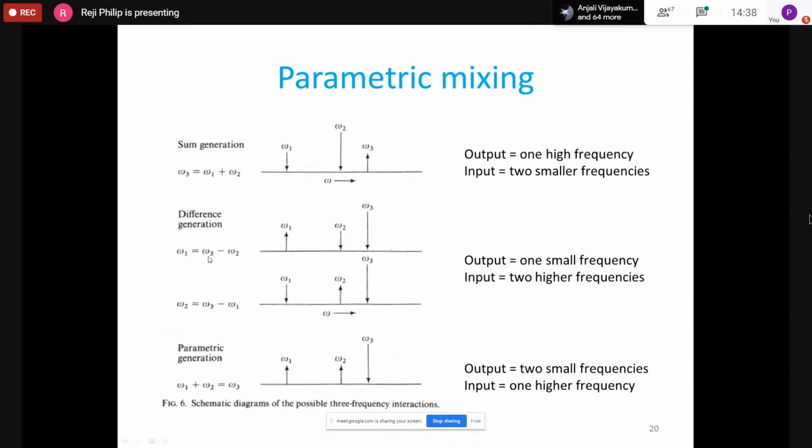omega 1, which you can consider as omega 3 minus omega 2. So your final output omega 1 is one small frequency. You see that here, and that is the difference between these two frequencies, omega 3 and omega 2. And in parametric generation, you have one high frequency as your input, omega 3, and you have two smaller frequencies as your output.